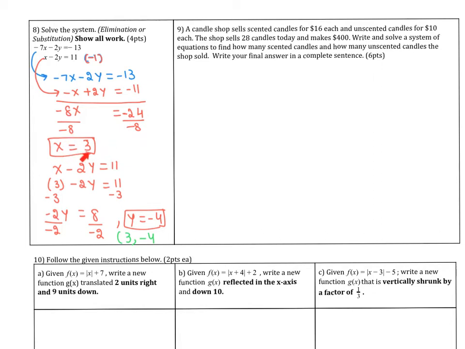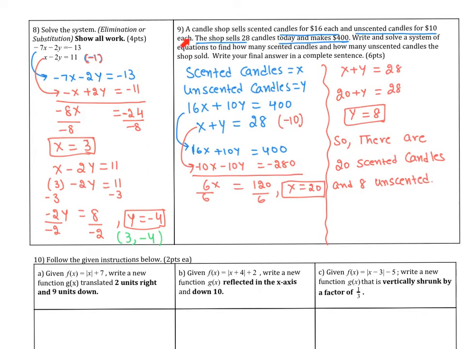and then use this x as 3 in the original equation, and solve for y. So this 3, we're going to plug it here, and 3 minus 2y equals 11. Subtract 3 on both sides, you're going to get negative 2y equals 8. Divide by negative 2, you're going to get y equals negative 4. So your answer is going to be (3, negative 4).